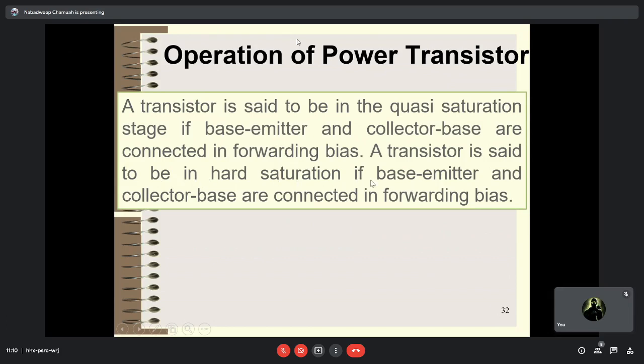A transistor is said to be in hard saturation if the base emitter and collector base junctions are connected in forward bias. Same thing, hard saturation, and this is quasi saturation, if the base emitter and collector base are connected in forward bias. But in the case of hard saturation, this voltage is very high, so it is called hard saturation. This is quasi saturation and hard saturation. Both the junctions need to be forward biased.